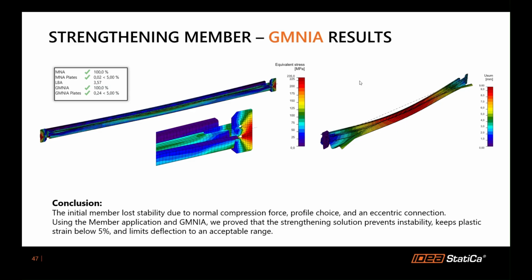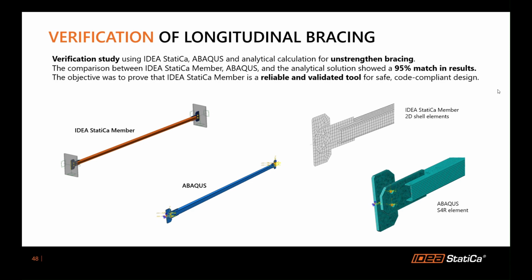Now, why is this case study so nice to explain to you? Because we also did a verification study on this example. The verification study is done comparing models of the unstrengthened bracing in IDEA StatiCa Member, Abaqus, and the analytical calculation we have seen before. Finally, the comparison showed a 95% match in results, which is quite good. And the objective was to prove that IDEA StatiCa Member is a reliable and validated tool for safe code-compliant design.